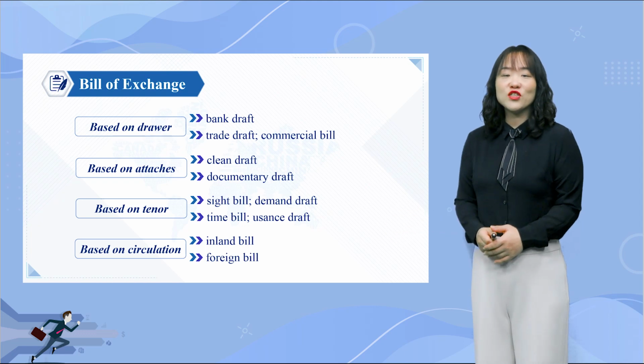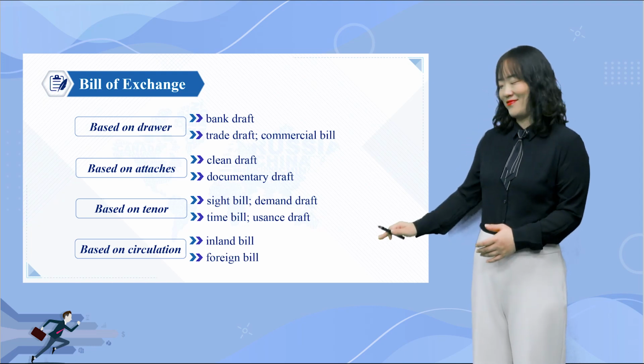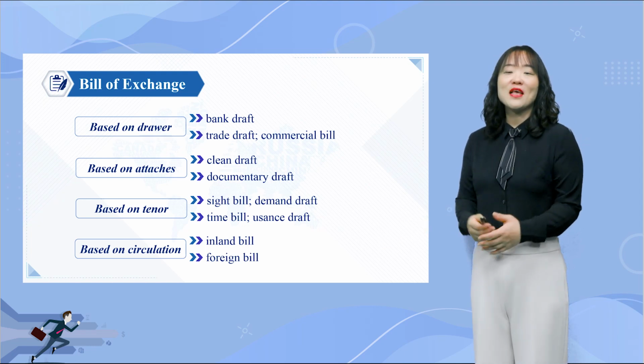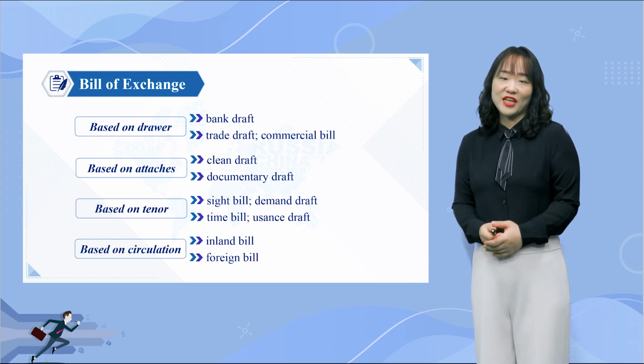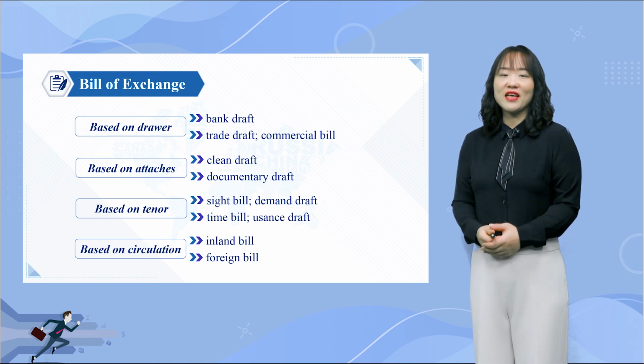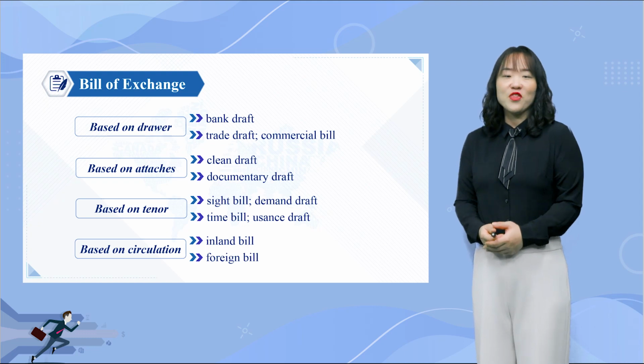If a draft is drawn and involves parties in two different countries, it is referred to as a foreign bill. For example, an international bill might involve a seller located in China, where the bill is drawn, and a buyer in Spain, then the bill is made payable in Spain, the buyer or drawee's location.